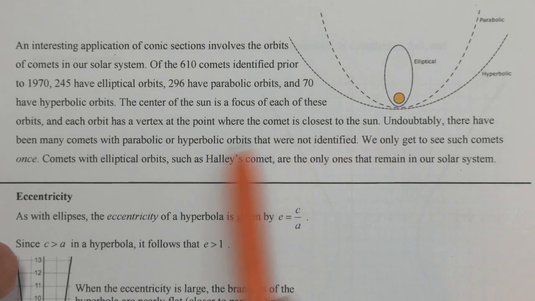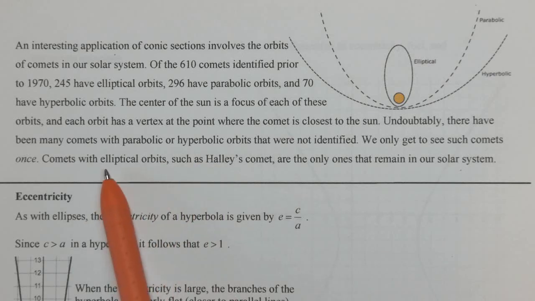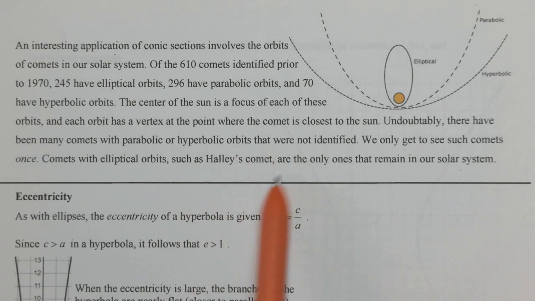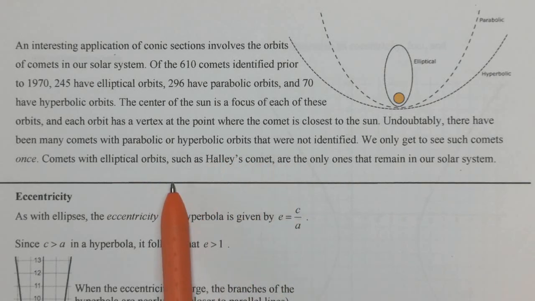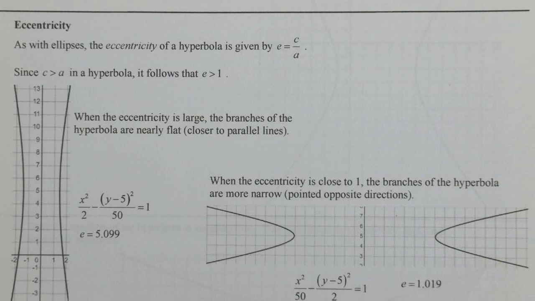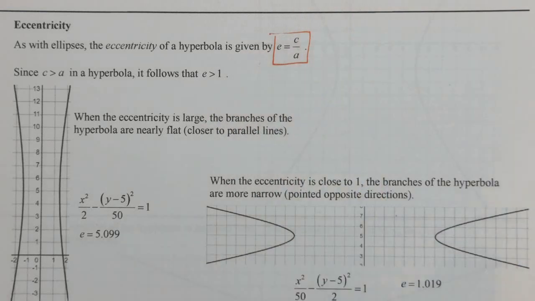For sure, there have been other comets with parabolic and hyperbolic orbits that were not identified because we only get to see those comets once. Comets with elliptical orbits, we see those every so often. They come around every time they go past the Earth in their orbit, right? But the ones with hyperbolic and parabolic orbits, we only see them once. Interesting.